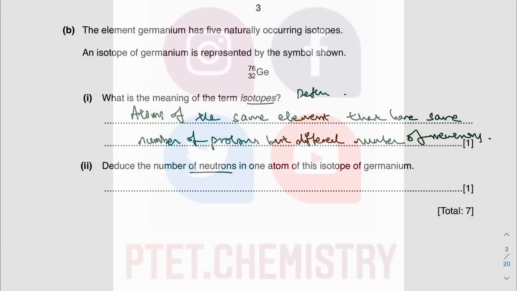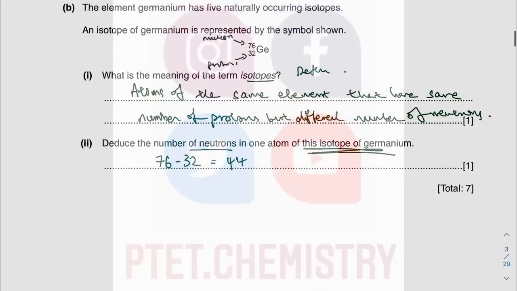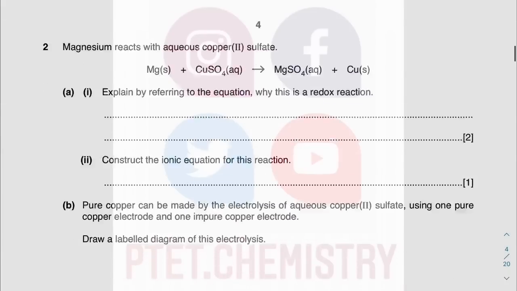They now want you to work out the number of neutrons in this isotope. So that is nucleon number. Nucleon number is the number of protons and the number of neutrons in the nucleus of an atom. So 76 minus 32 will give you 44. You can work this out with a calculator, of course, but I just found it easier to work it out straight away.